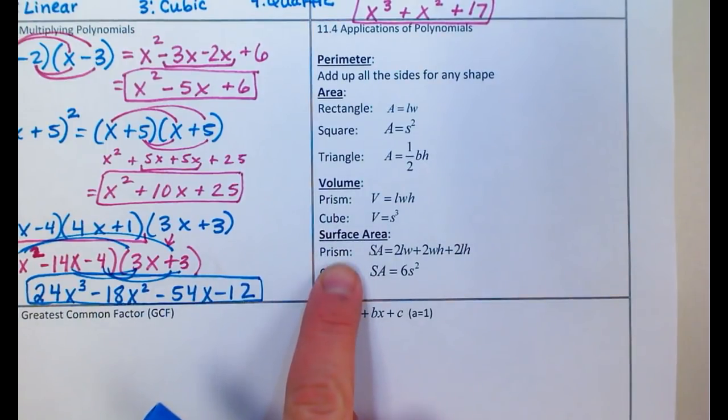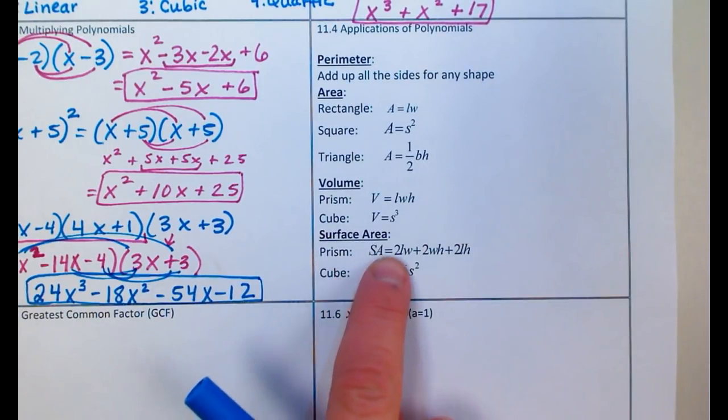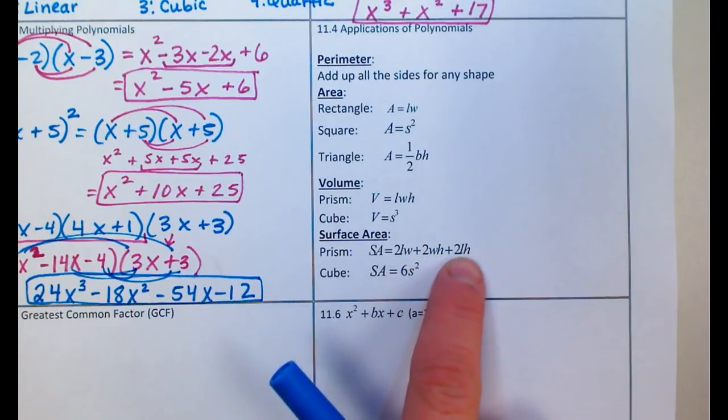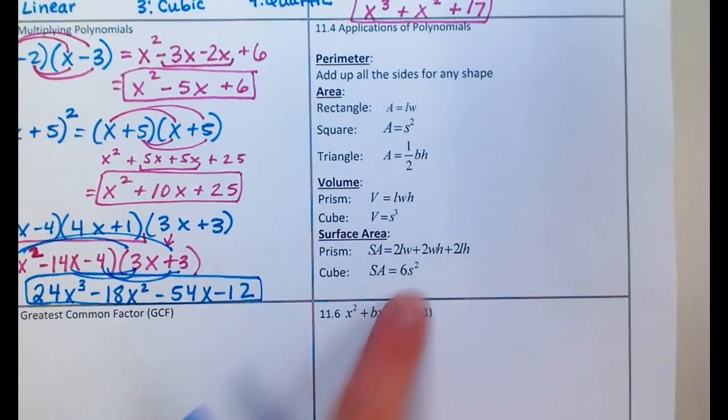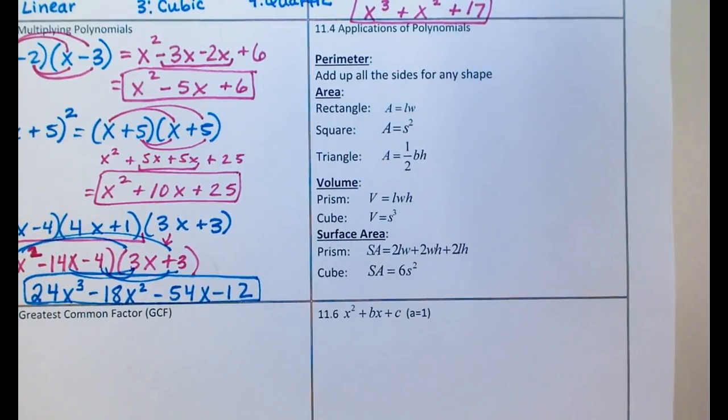And last we did surface area. We did it for a prism, 2LW plus 2LWH plus 2LH. And we also did it for a cube. So don't forget that you need to know these formulas and you need to know how to use them. This will be on your review tomorrow for those practice problems.